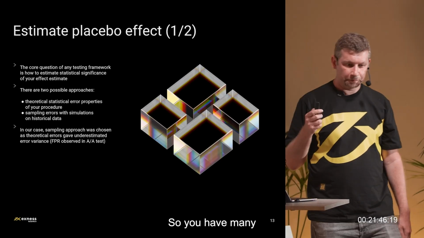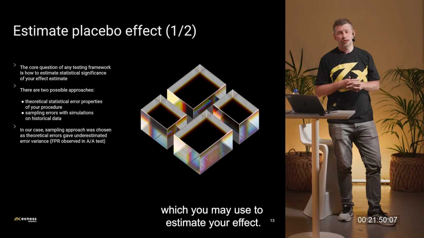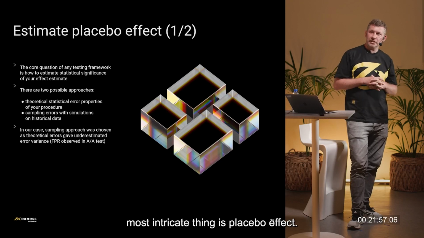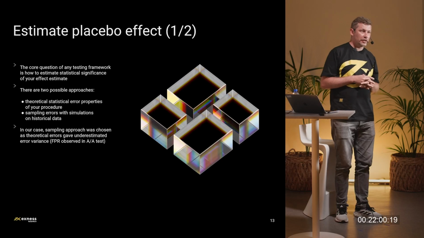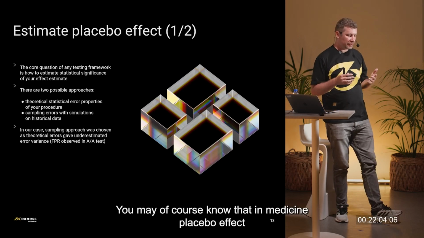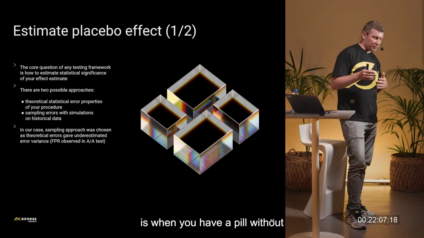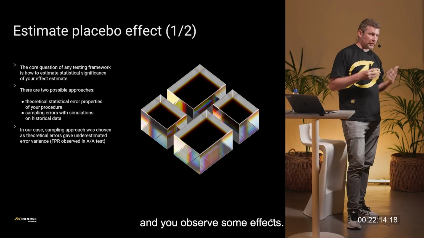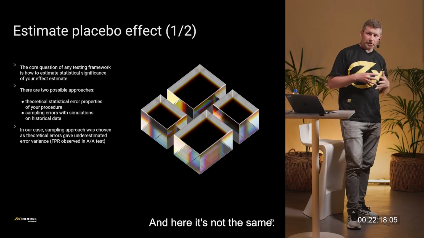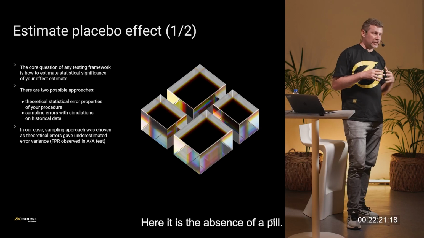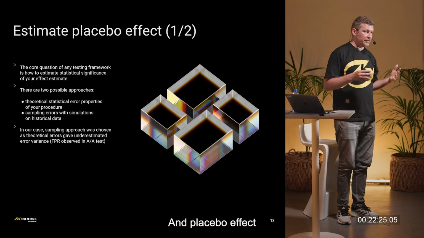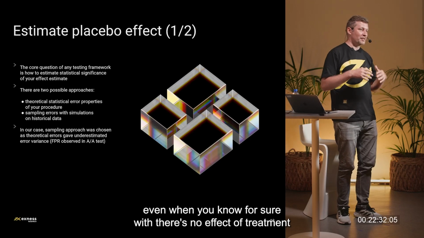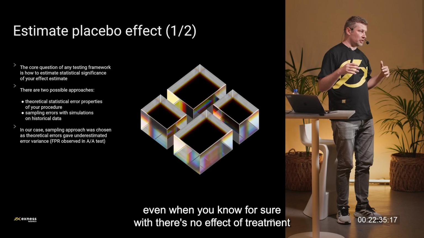So you have many possible procedures which you may use to estimate your effect, but the most intricate thing is the placebo effect. What is placebo effect? You may know that in medicine, placebo effect is when you give a pill without actual medical substance and you observe some effect. Here it's not the same. Here it is the absence of a pill. Placebo effect is the effect which you could observe even when you know for sure that there is no effect of treatment, because no treatment was made.